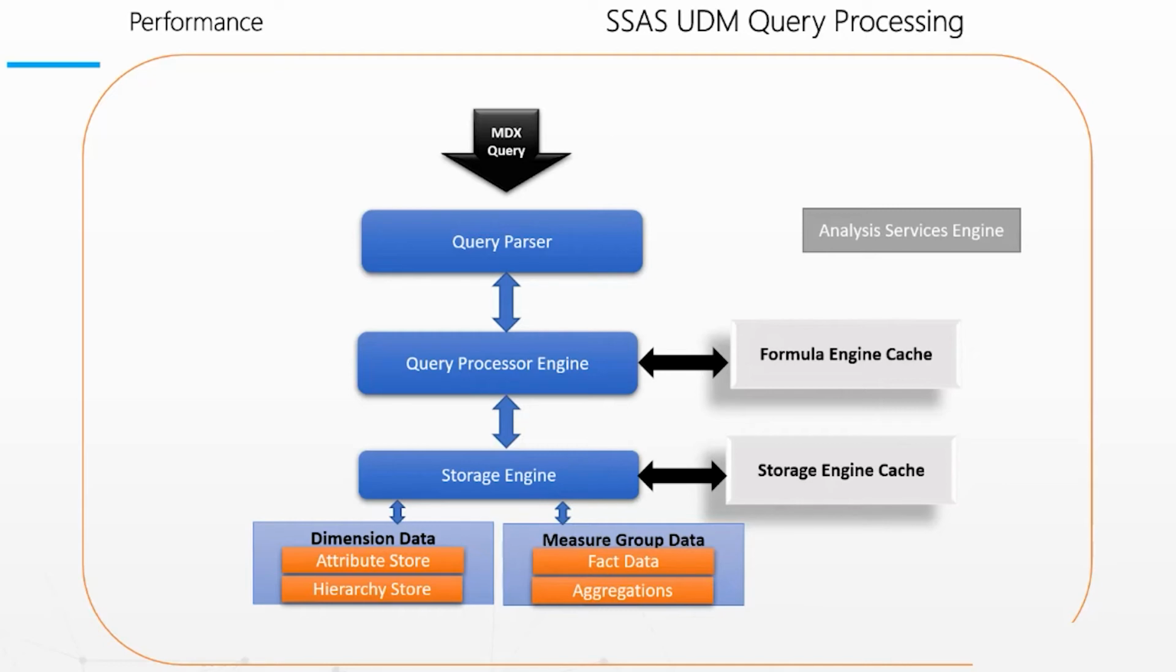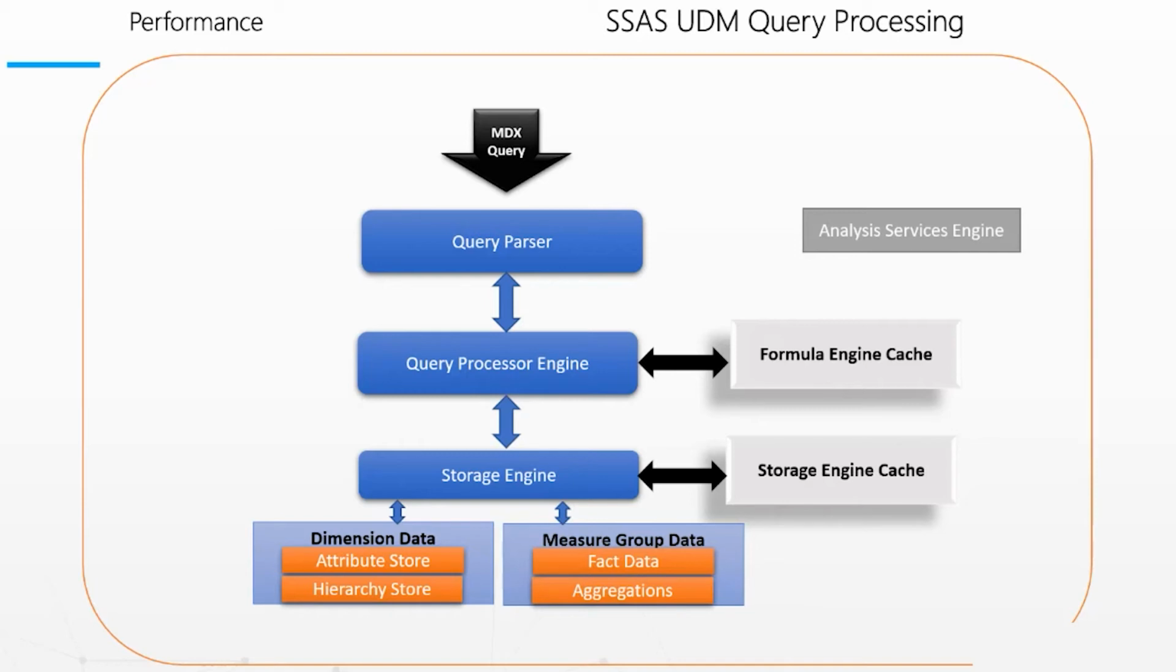While troubleshooting, you need to understand which component is taking more time and needs to be optimized, such as the query processing engine or the storage engine. To determine this, you can use SQL Profiler to perform an OLAP trace and capture certain events which will tell you the time taken by these components.